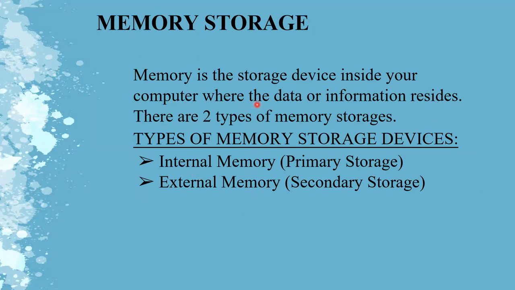Memory is like your brain, where you store all the information. Likewise, the computer has memory where the data is stored, right? The types of memory are internal memory and external memory. As you know, internal memory is present inside the computer. This is known as primary storage or primary memory. And the devices we attach from outside the computer are the external memory, and these are the secondary storage devices, right? So there are two types of memory, internal and external, where the data could be placed.